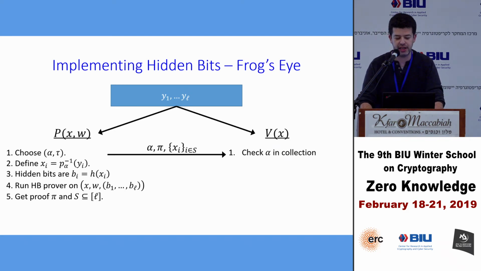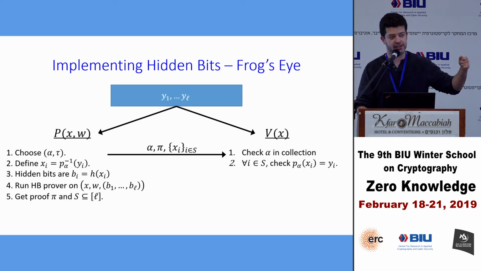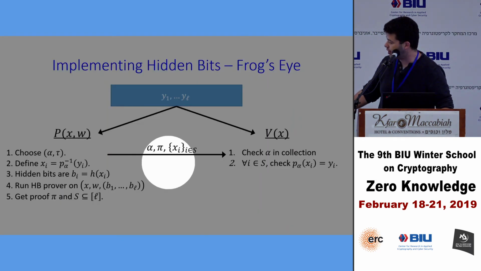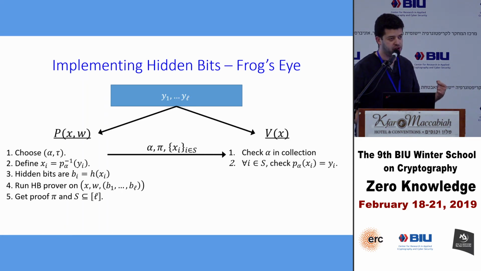First of all, he checks that alpha is in the collection. We said that any string of length lambda is valid, so he just checks that it's a lambda bit string. This turns out to be important, especially when we're talking about non-idealized versions of trapdoor permutations, but for now, it's an easy check. The verifier then checks that for all of the indices that we wanted to open, the xi's that he got are indeed the preimages of yi under the permutation p alpha. He can do this by simply taking xi and applying the permutation. This is something that anyone can do.